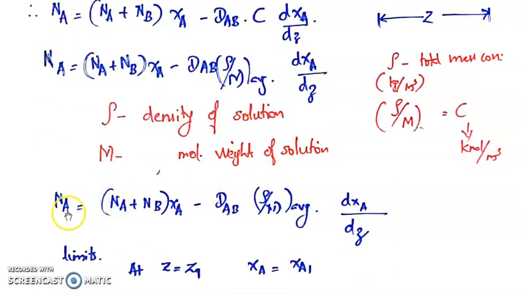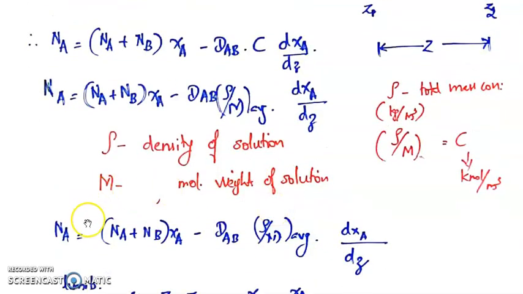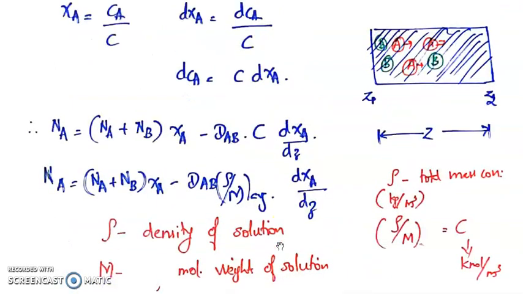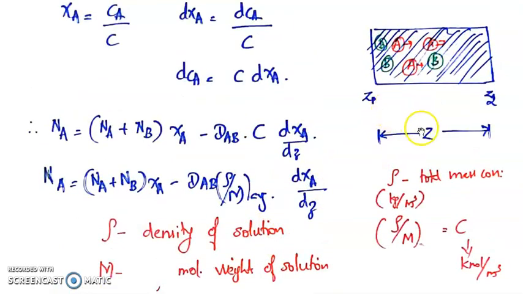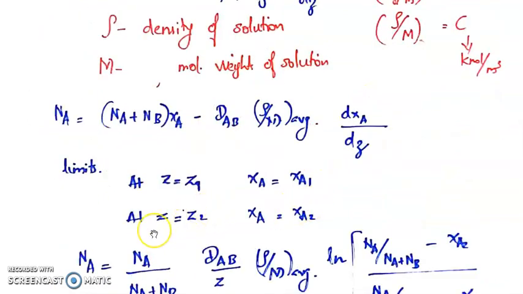Now let's get back to the equation for flux. NA is equal to (NA plus NB) into XA minus DAB (rho by M) average dXA by dZ. In order to get the equation for flux, we need to solve this differential equation. So let us apply the limits. We have two locations, Z is equal to Z1 and Z is equal to Z2, and the molecules are traversing a distance of Z. Let us assume the mole fraction of A at Z is equal to Z1 is XA1, and the mole fraction of A at Z is equal to Z2 is XA2.